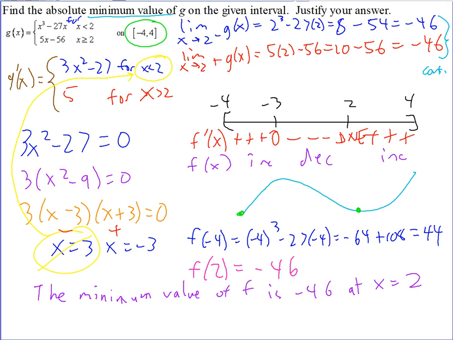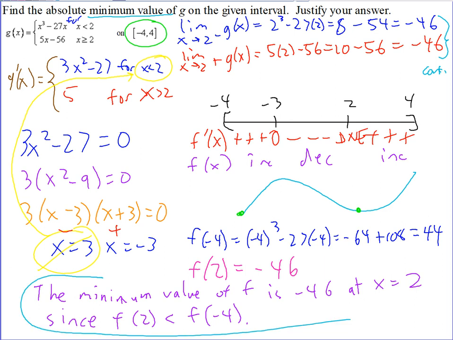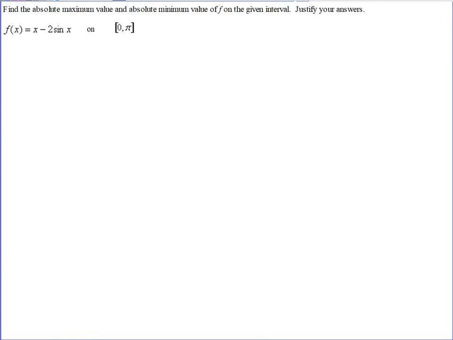And then your reason, since you've drawn the number line, so into your analysis, that since f of 2 is less than f of 8, because those are the two possible places it could have been. All right, let's go one more, and this one, let's try one with a trig function here. And this one we're asked for the absolute minimum and the maximum as well, and to justify our answers.